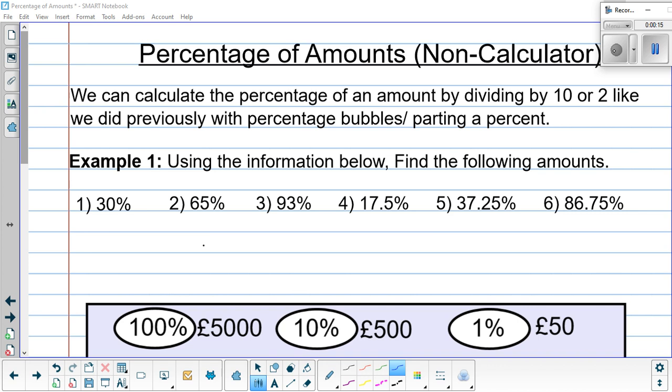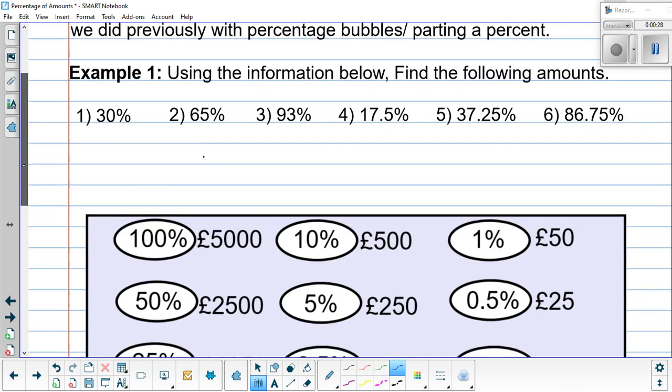As you can tell, instead of doing a bunch of different examples, I'm going to use this one chart of percentage bubbles to answer all these 6 questions. We'll start out at the easiest, or something easy, with just 30%.